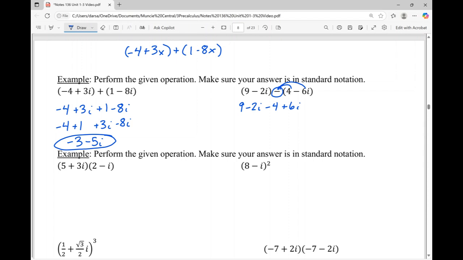Okay, so now that we have distributed the negative, we go back to the same thing we did before and we'll collect those like terms. 9 minus 4 is 5. -2i plus 6i is 4i, and we have subtracted the two complex numbers.